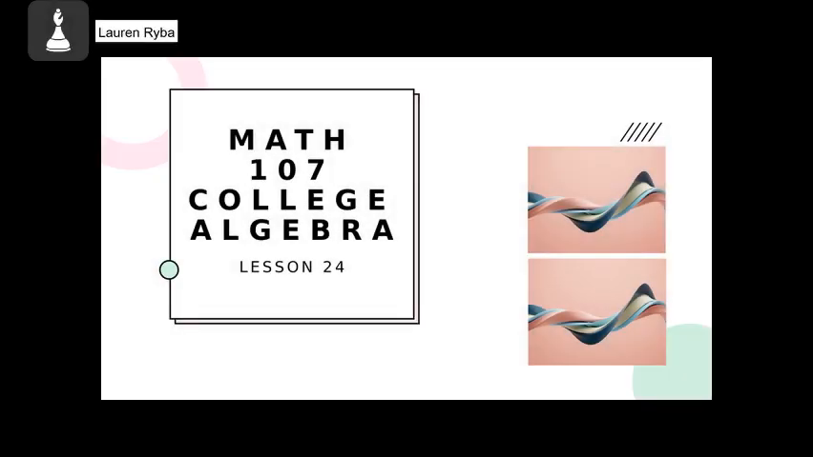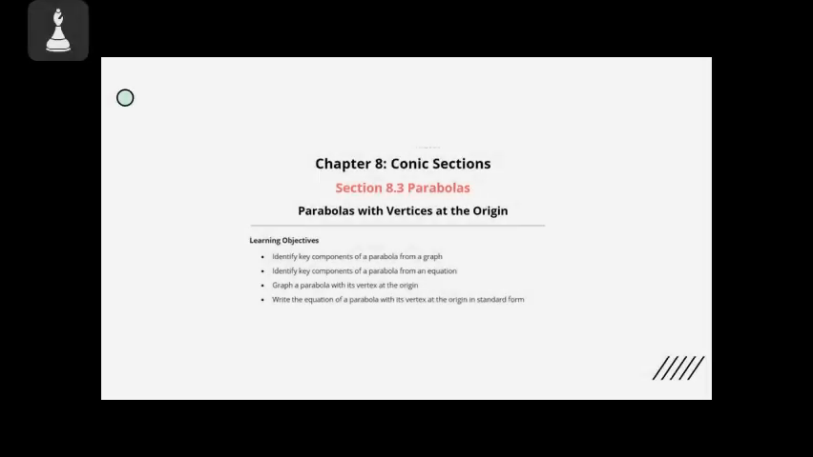This is the lecture for lesson 24. The first part of this lecture will cover parabolas with vertices at the origin. So we'll identify some key components from the graph, from the equation, and then we will graph them as well as write the equation of that parabola in standard form.